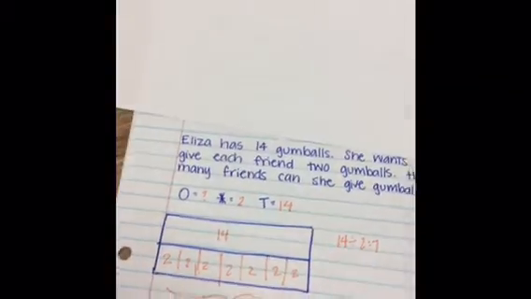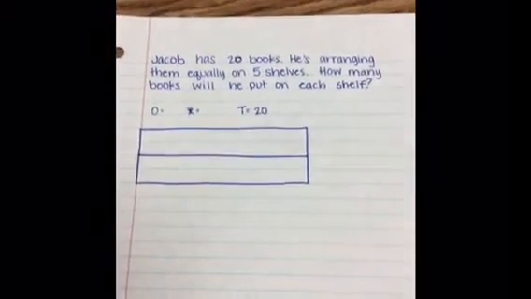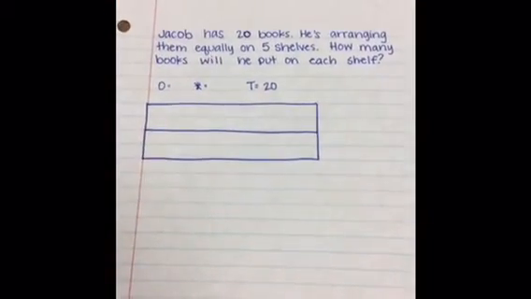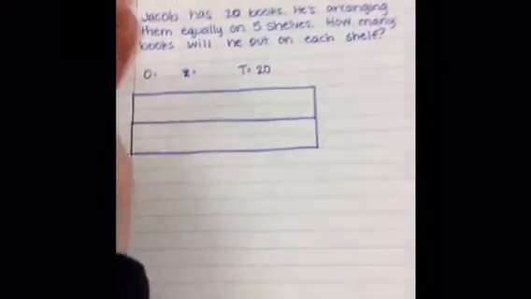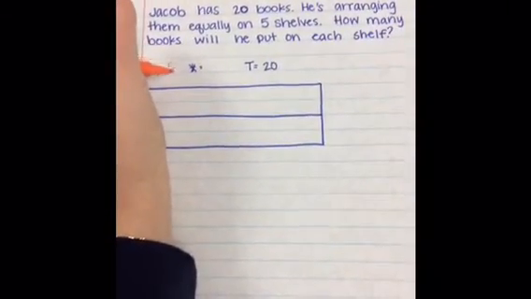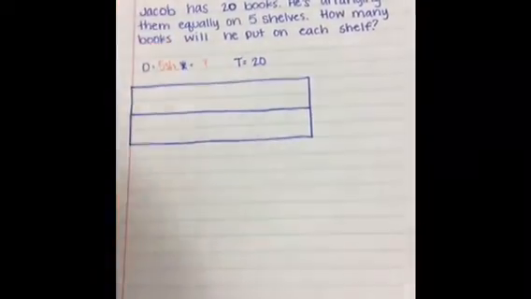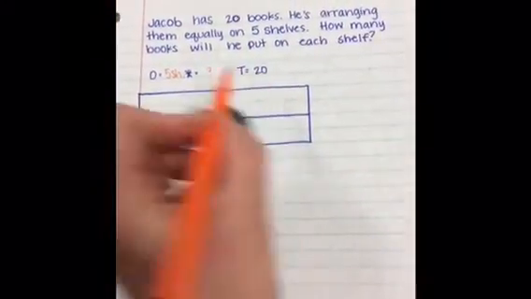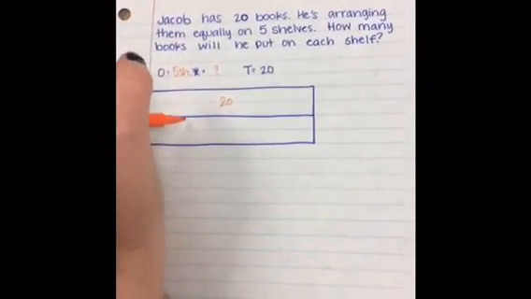The other kind of problem is like this. Jacob has 20 books. He's arranging them equally on 5 shelves. How many books will he put on each shelf? So here, I know that I have 5 shelves. We don't know how many books are going to go on each shelf, but I know that I have 20 total books. So 20 books on 5 shelves.